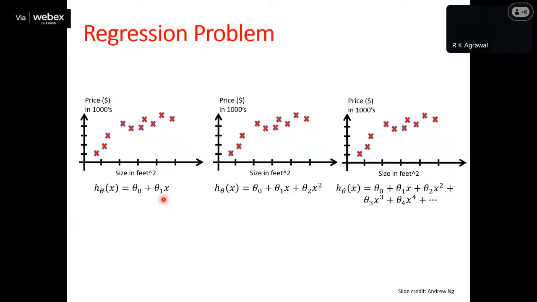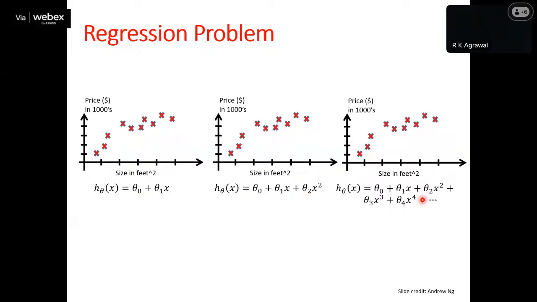So I have the training data. I know the size of the house. I know the price of the house. So I'll give this data and I can learn the values of theta naught and theta 1. But let's think that instead of this model, I consider another model where the number of parameters involved is not two, but there are three parameters. And these three parameters are theta naught, theta 1, and theta 2. Same thing. From the training data, I need to learn the values of theta naught, theta 1, theta 2.